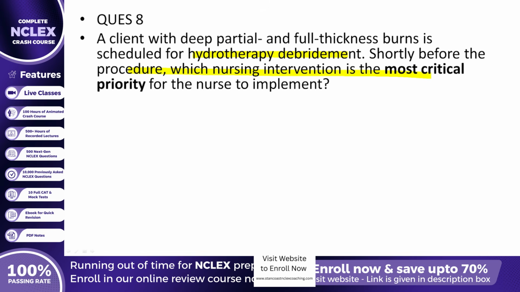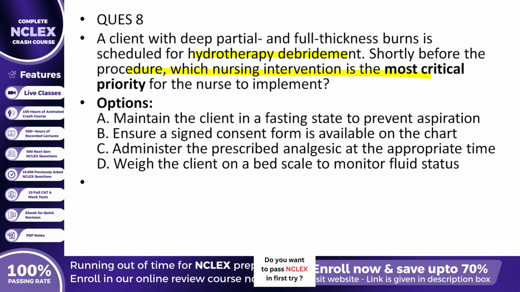Option A suggests maintaining the client in a fasting state to prevent aspiration. Option B points to ensuring that a signed consent form is available on the chart. Option C highlights administering the prescribed analgesic at the appropriate time. Finally, Option D focuses on weighing the client on a bed scale to monitor fluid status. The correct answer here is Option C, administering the prescribed analgesic at the appropriate time.